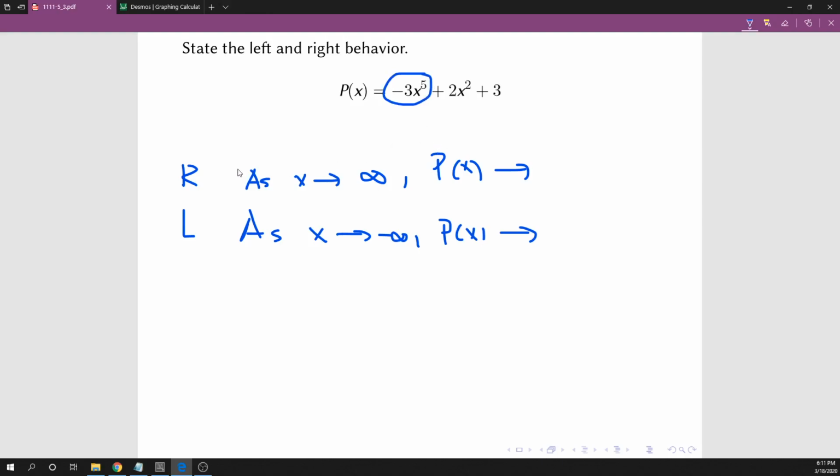All right, and then for the right behavior, all we have to do is look at the leading coefficient, which is -3. It's negative, right? So it will go to negative infinity. In other words, when we graph this thing out, we're going to see that it goes down on this end.